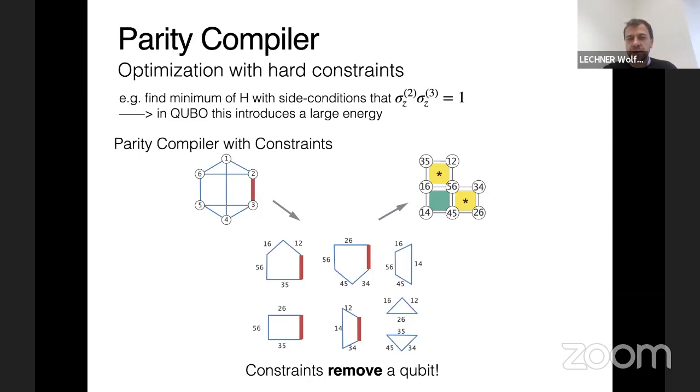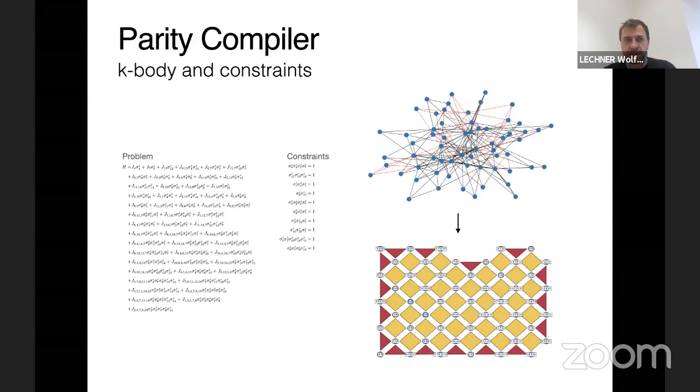It does not remove a constraint, by the way, so the number of constraints must be the same, but I can remove a qubit. And I think that's a fundamentally new way of how we can look at optimization problems. And just to show you a particular example, imagine you have this Hamiltonian here, which contains a large number of terms, up to 5-body terms, 4-body terms, 3-body terms, and so on, and a large number of constraints.